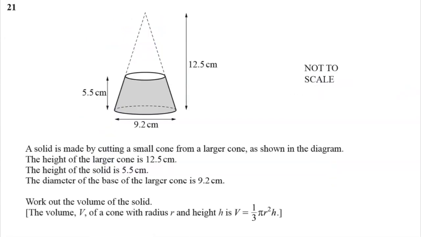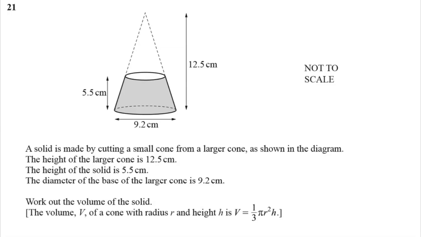Question 21 says, there's a solid made by cutting a small cone from a large cone, shown in the diagram. The height of the large cone is 12.5, that's on the diagram. The height of the solid is 5.5 on the diagram. The diameter of the base is 9.2, which means the radius is 4.6, I believe. Work out the volume of the solid.